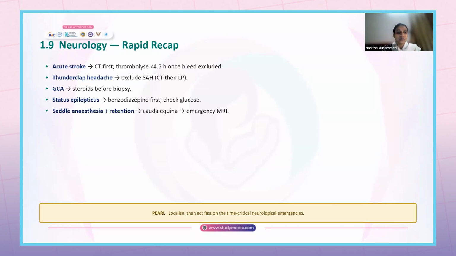So we have covered acute stroke: CT first, thrombolysis if less than 4.5 hours, once bleed is excluded. Thunderclap headache: exclude subarachnoid hemorrhage, first CT, then lumbar puncture. Giant cell arteritis: steroids. Status epilepticus: benzodiazepine, then also benzodiazepine. Cauda equina: saddle anesthesia plus retention.